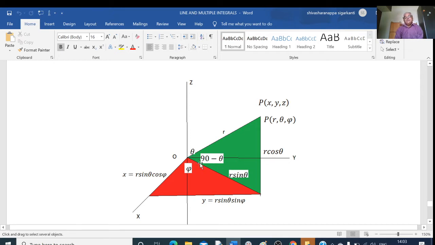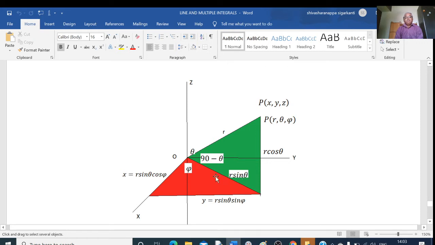And here this side is adjacent to 90 minus theta. Therefore, this length is given by r into cos of 90 minus theta, and cos of 90 minus theta is sin theta. So the length from O to the foot of the perpendicular is equal to r sin theta.